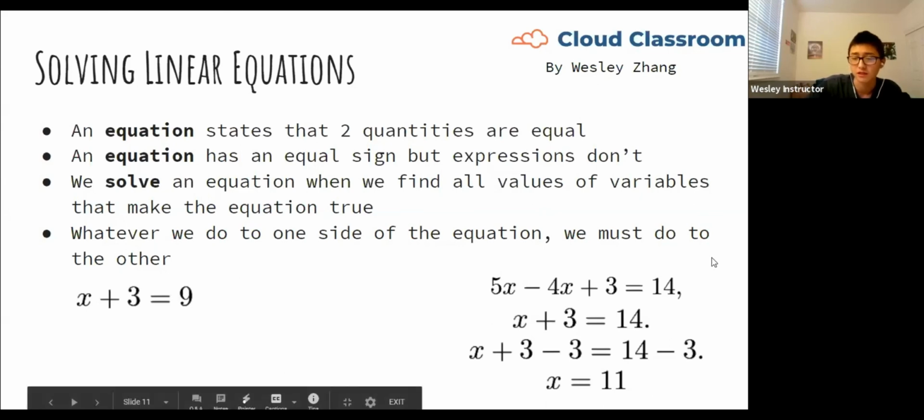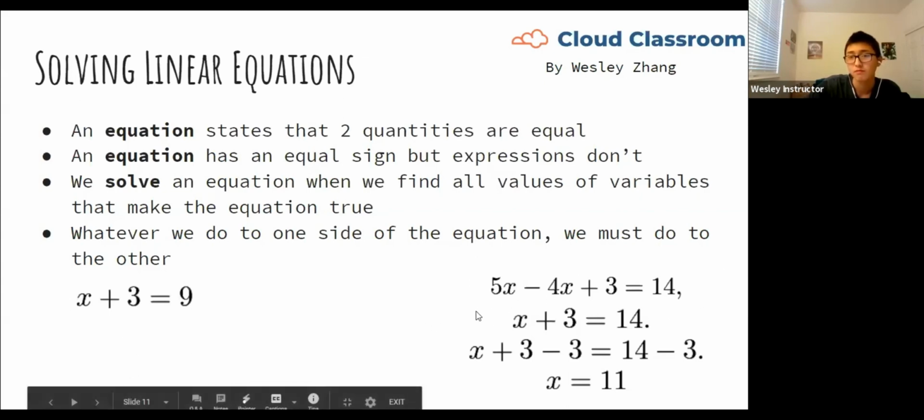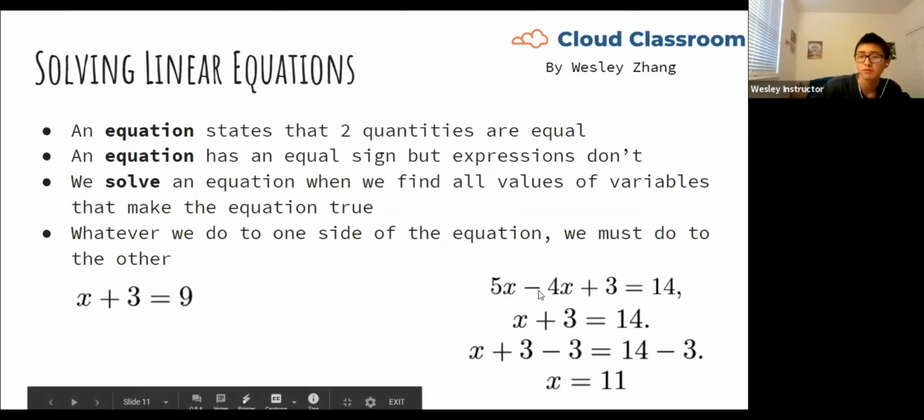And one example of that is on the right side. This is a lot more complex than the one on the left. So 5x minus 4x plus 3 equals 14. We can start by combining like terms. 5x minus 4x, that's just x. So x plus 3 equals 14. And we want to subtract 3 from each side. So x plus 3 minus 3 and 14 minus 3. The 3's cancel out, but 14 minus 3 is 11. So x equals 11.